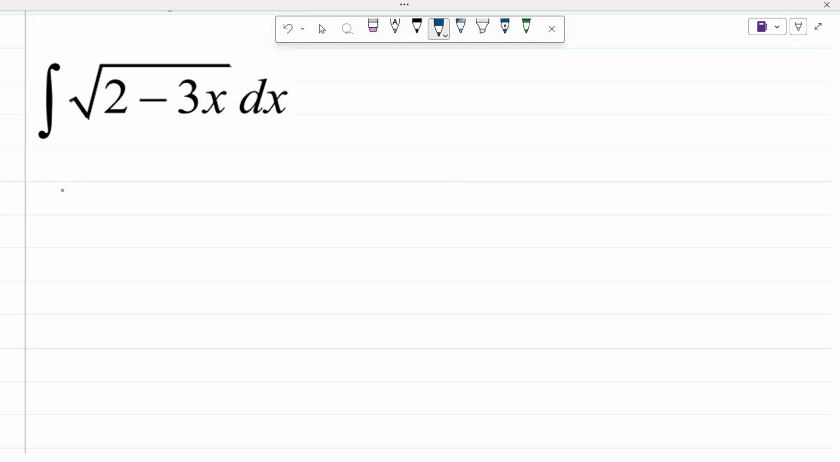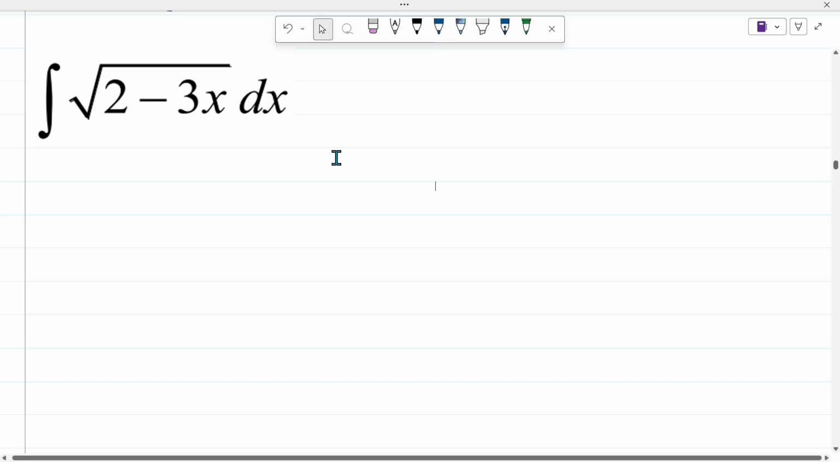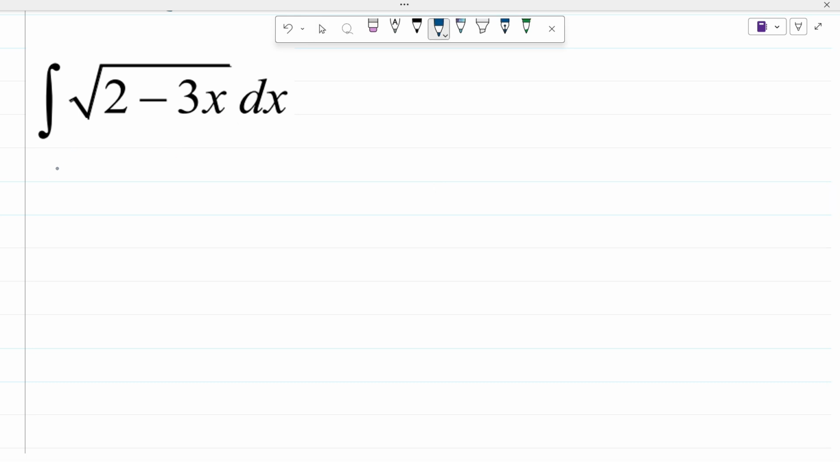Okay, so we start. First question first, can we simplify this? No. Do you have a function and its derivative? Not really, because we need to cook the coefficients. So we need to rewrite this nicely first. So that's going to be 2 minus 3x to the power of half dx.